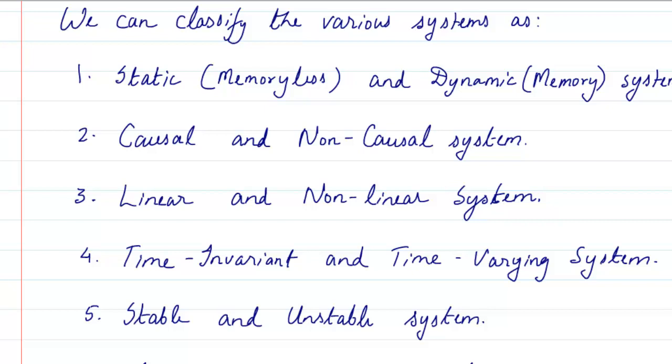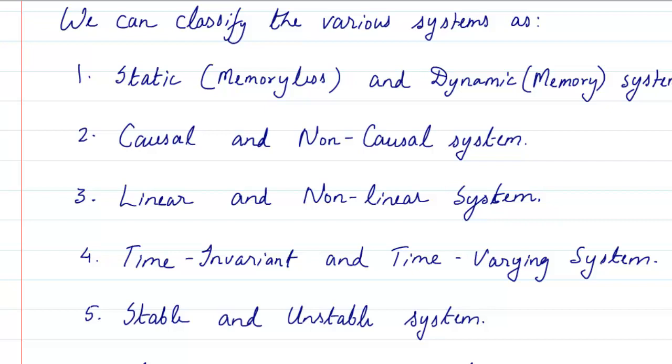Next is a linear and a non-linear system. Generally, most of the systems that we deal with are linear systems. Non-linear systems are basically complex kinds of systems which give outputs which are very useful. Most of the systems that we see in nature are non-linear, and that is why in future people are trying to design more and more non-linear systems.